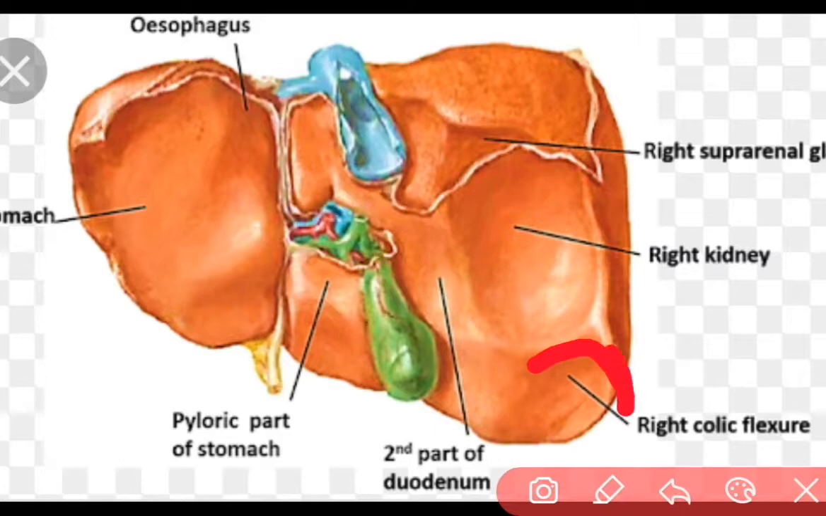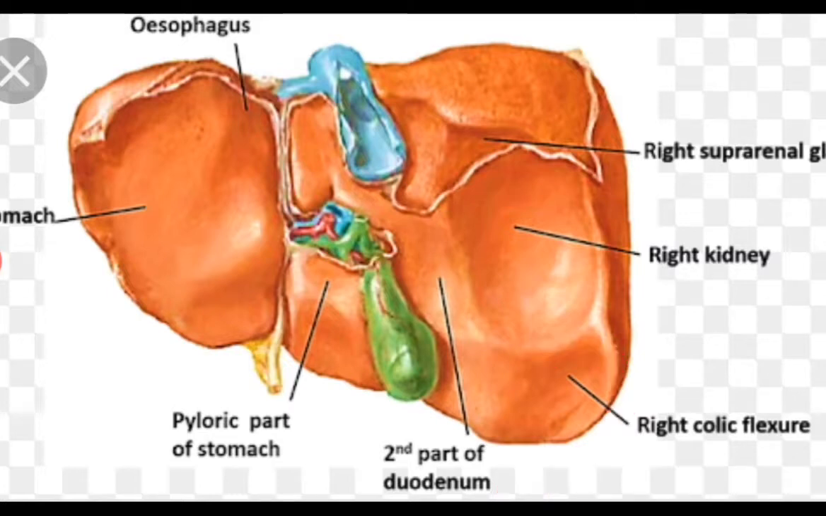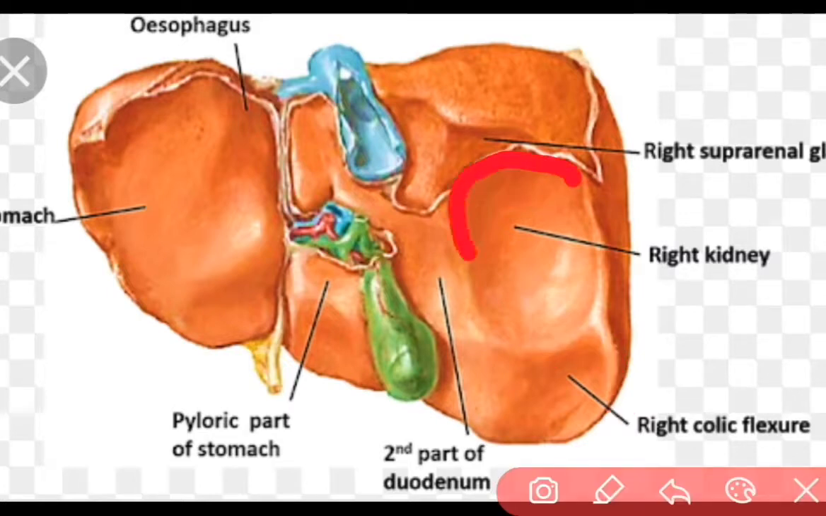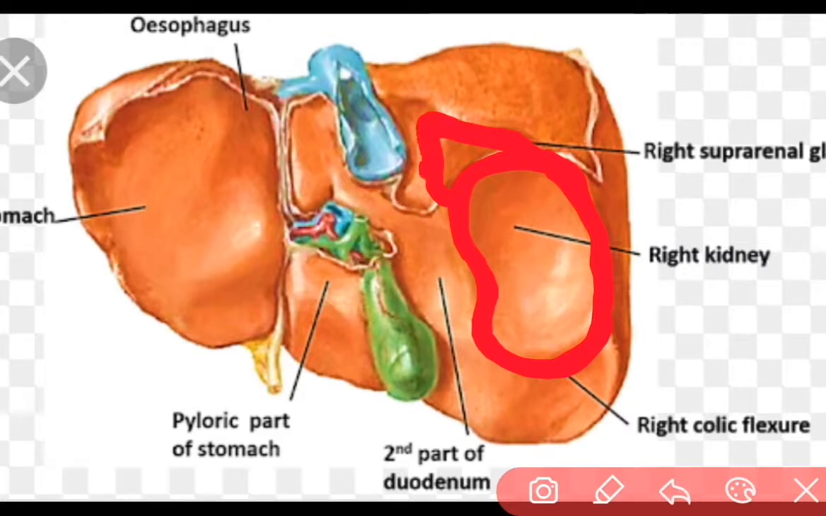Right colic flexure is present here. It's also called, if you remember, the hepatic flexure. So this is the impression for the right kidney in the right lobe. Left kidney is not impacted here, only the right kidney as it is present in the right lobe. And on the superior surface of the kidney, we can see the suprarenal gland. So impression for suprarenal gland is also present in the right lobe.